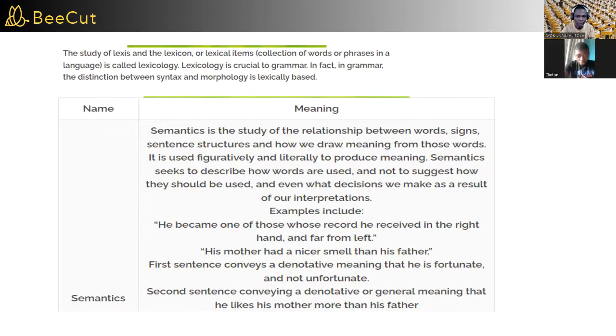Look at the second sentence. It conveys a general meaning that the person likes his mother more than his father. He's not talking about body odor. When he said his mother had a nicer smell, smell is about odor, yes or no? Yes. Okay, but when he says that, it means he likes his mother more than his father. So that is what semantics is all about: how words are being used, whether literally or figuratively.